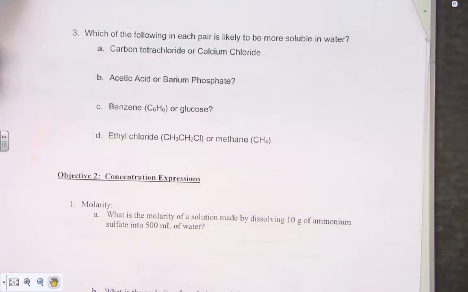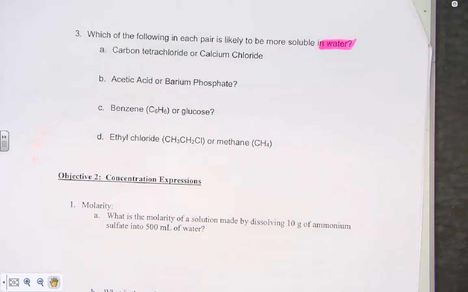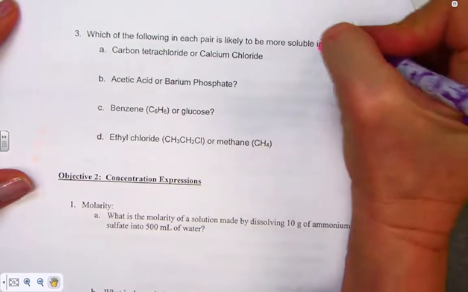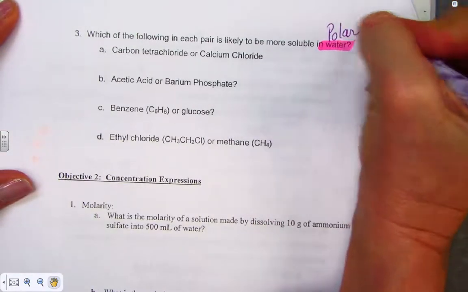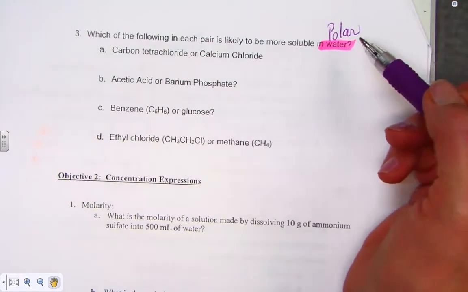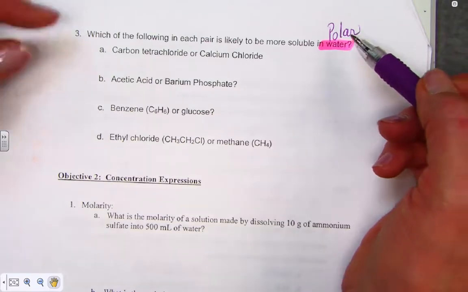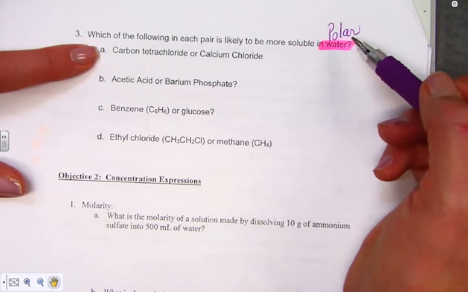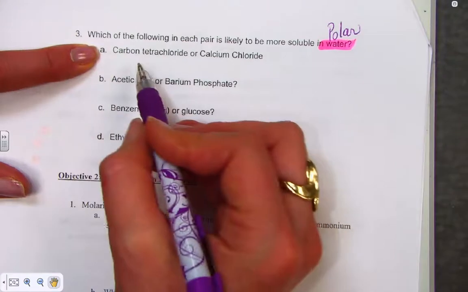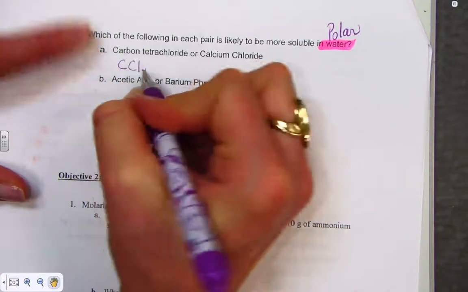One more set in our first objective. Which of the following pairs is most likely soluble in water? Now in this particular version of my practice test, it's saying water, so just a note to self, water is a polar molecule. Likes dissolve likes. I either want to find a polar molecule or an ionic salt, something built of charges. Letter A says carbon tetrachloride, CCl4.